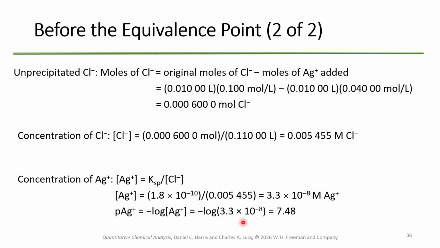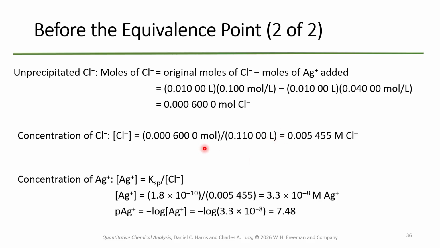Now, the unprecipitated chloride, how many moles of that would we have? All right, so we're going to have whatever amount we started with minus whatever amount got used up, right? And so we take what we started with minus what got used up from that silver addition, which is right here. Notice that's that 10 milliliters. And then that's going to give us the moles of the chloride remaining.